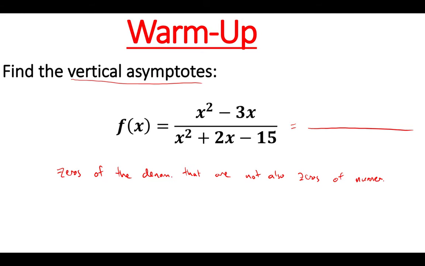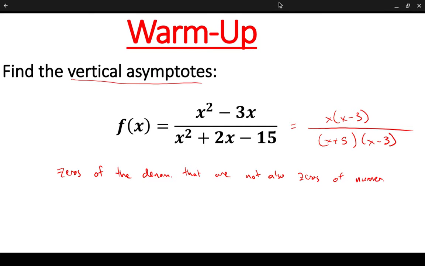So to find the zeros of this denominator, I would need to factor this. It would factor into x plus 5 and x minus 3. I'm going to go ahead and factor the top as well. We have two terms there, which means we're going to factor using GCF. So we pull out an x, and we're left with x minus 3.